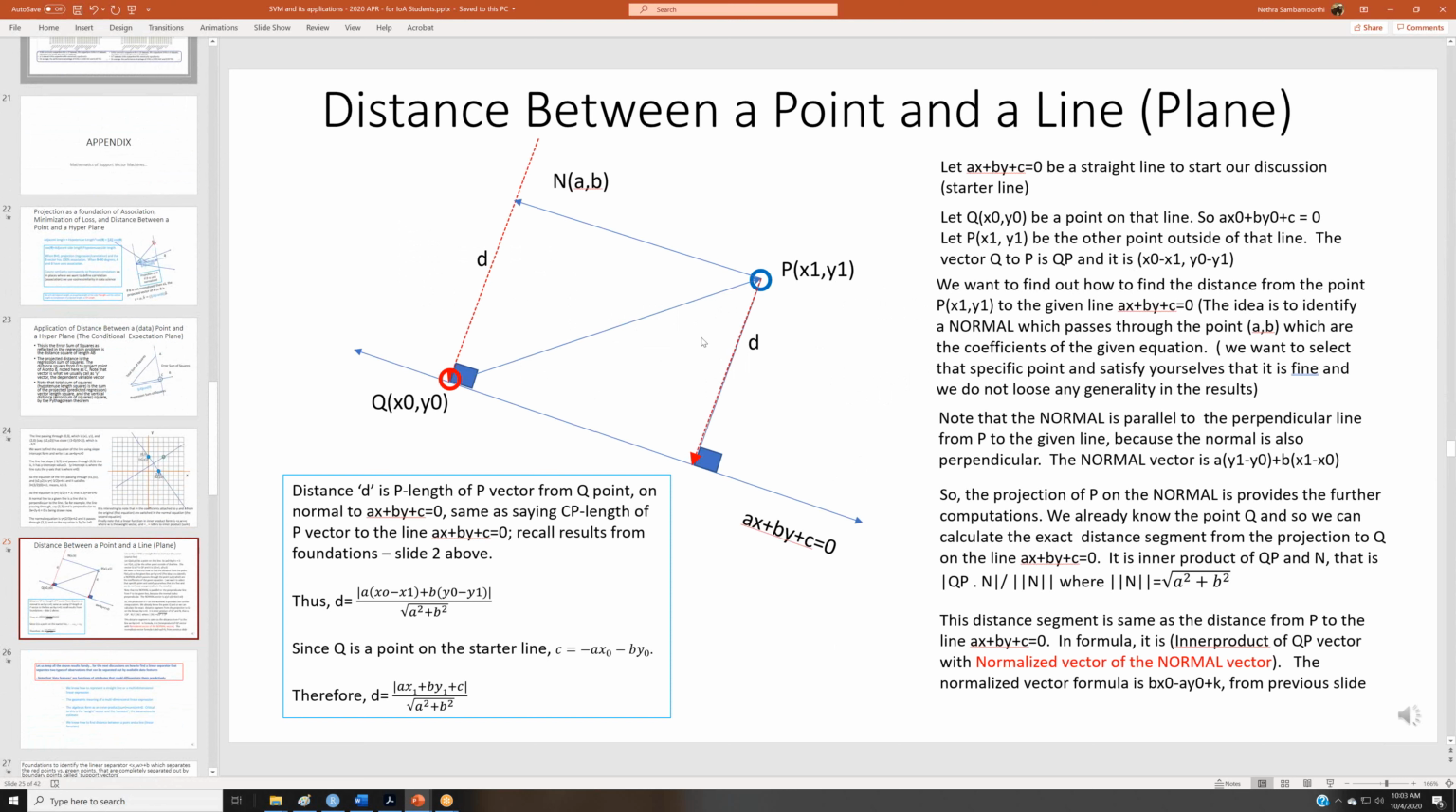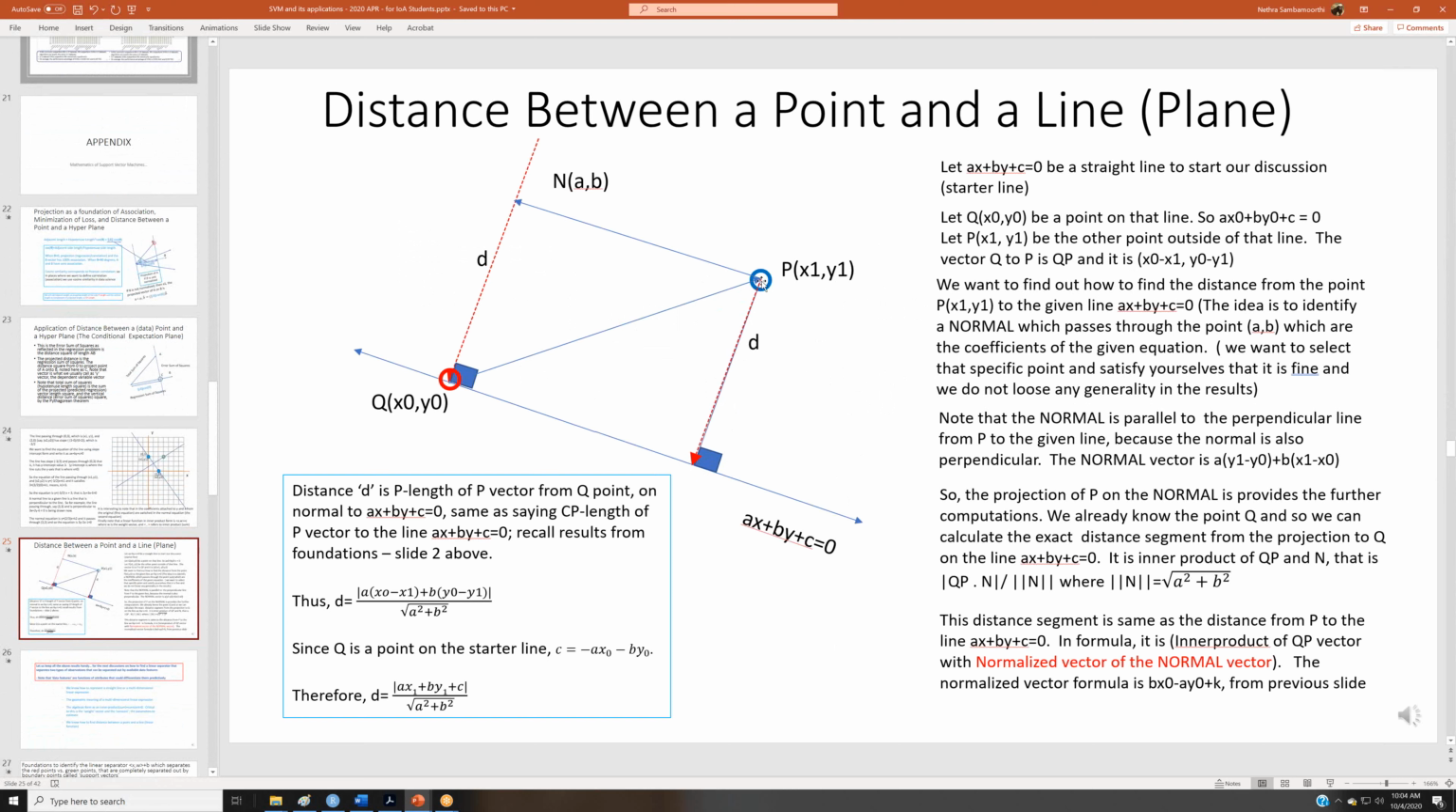So I have a point here, P, and I have a line. The distance between a point and a line is basically the perpendicular line. Perpendicular line could be only one. You remember that, right? The perpendicular. That is what the distance is.